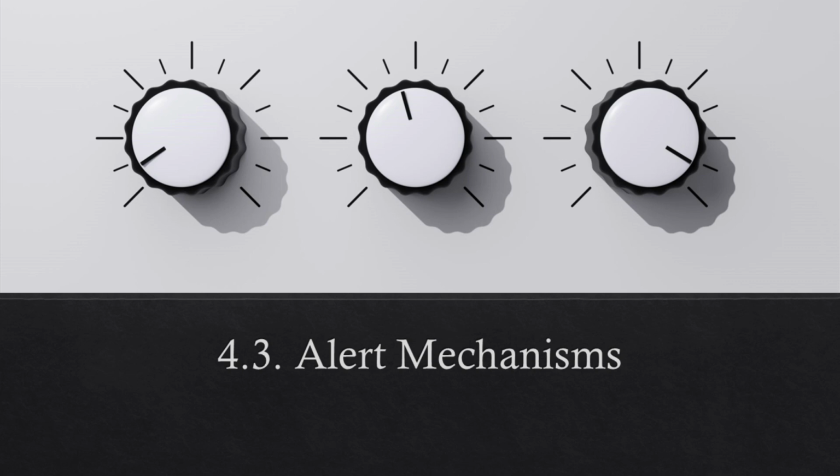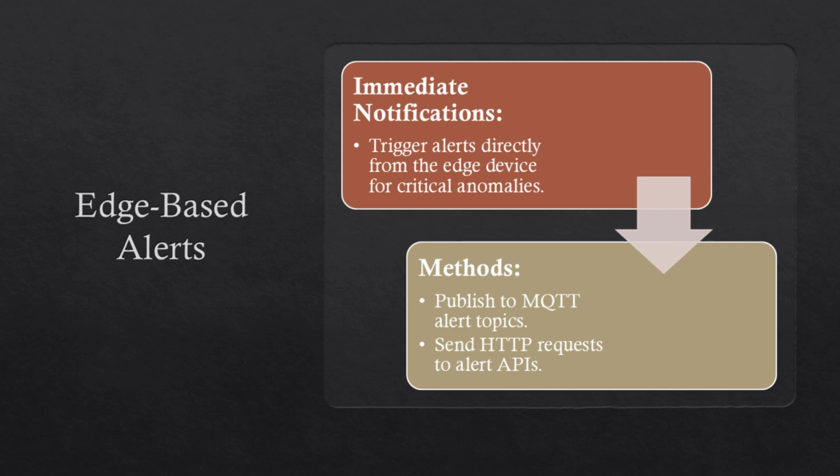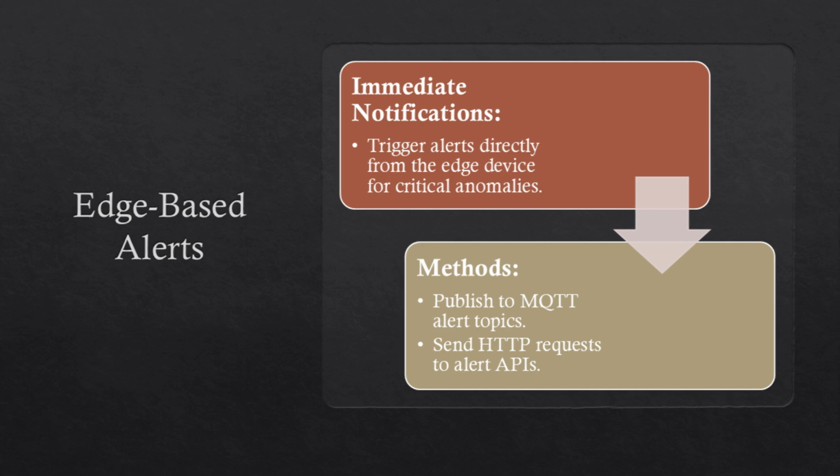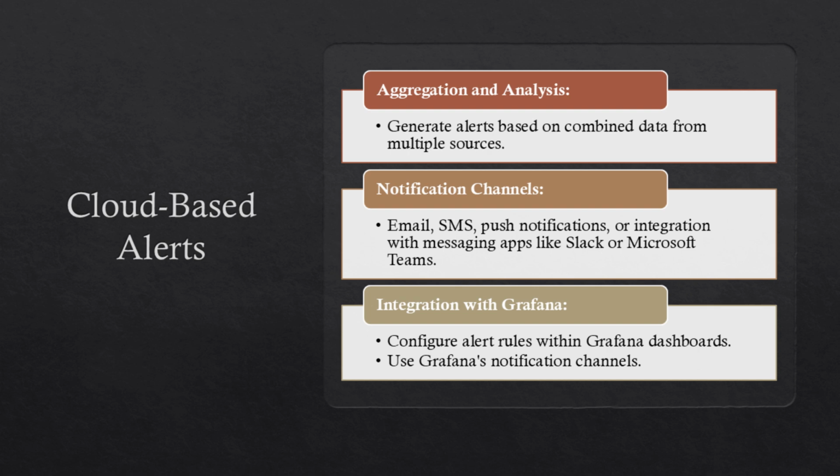When critical anomalies are detected at the edge, immediate action is necessary. Immediate notifications: the edge device can trigger alerts without waiting for cloud processing, which is vital for time-sensitive issues. Methods: we publish alerts to specific MQTT topics dedicated to urgent notifications. Alternatively, the edge device can send HTTP requests to alert APIs, integrating with existing alerting systems. This immediate response capability enhances safety and reduces potential downtime. In the cloud, alerts are generated based on aggregated data and more comprehensive analysis.